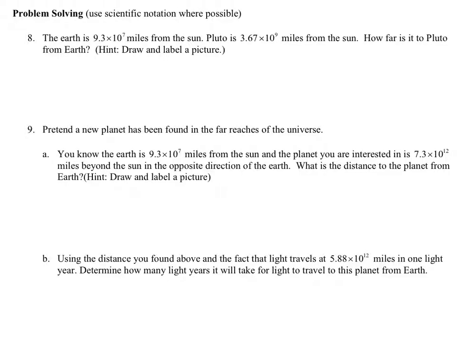The Earth, and yeah, we're going to use scientific notation where we can. The Earth is 9.3 times 10 to the power of 7 miles from the Sun. Pluto is quite a ways more from the Sun. How far is it to Pluto from Earth? All right. Well, we can see how far away they are from the Sun. So if we take Pluto's distance, 3.67 times 10 to the power of 9, and we subtract the distance the Earth is to the Sun, then we will have the distance from Pluto to the Earth. So that is 9.3 times 10 to the power of 7.